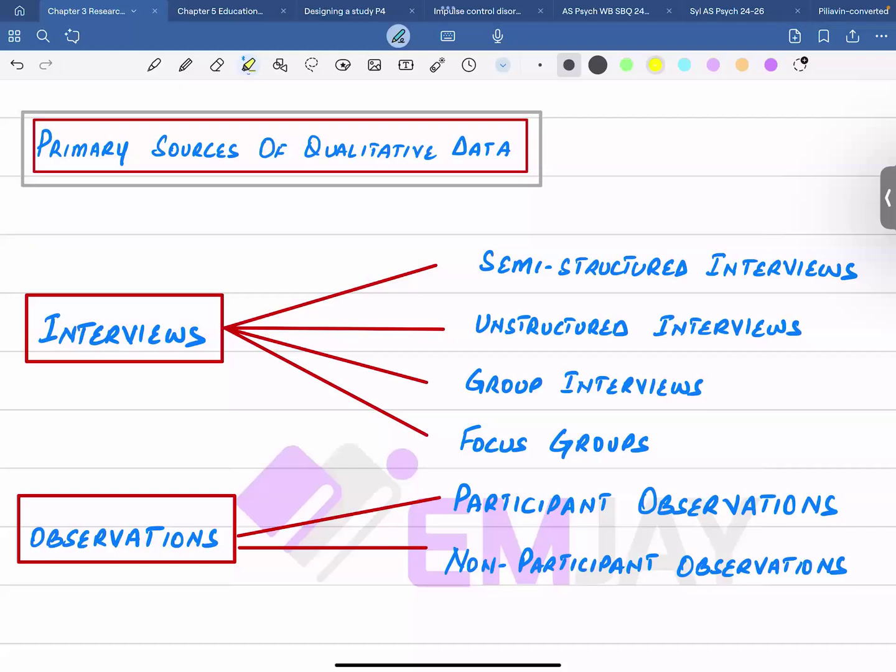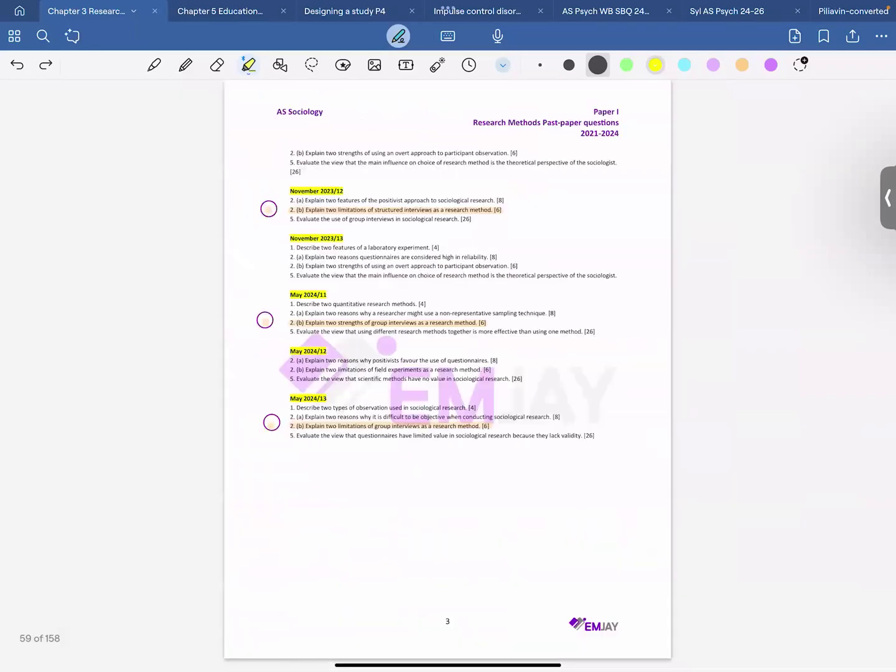However, semi-structured interviews, unstructured interviews, group interviews, and focus groups are all examples of primary sources of qualitative data. Now, let's begin with this. But before we begin, I'd like to show you all the questions that we've had.